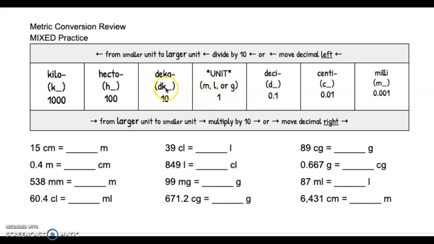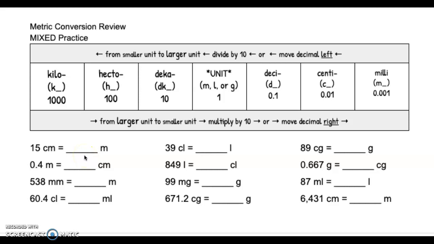So when you move over here, let's say to the deca something, I have a blank right there. It's because depending on which unit it is, it could be a deca meter, deca liter, or deca gram. Same is true for this one, or really all of them. You could fill in the M, L, or G and make this centimeter, centiliter, centigram. So let's get started with some example problems below.